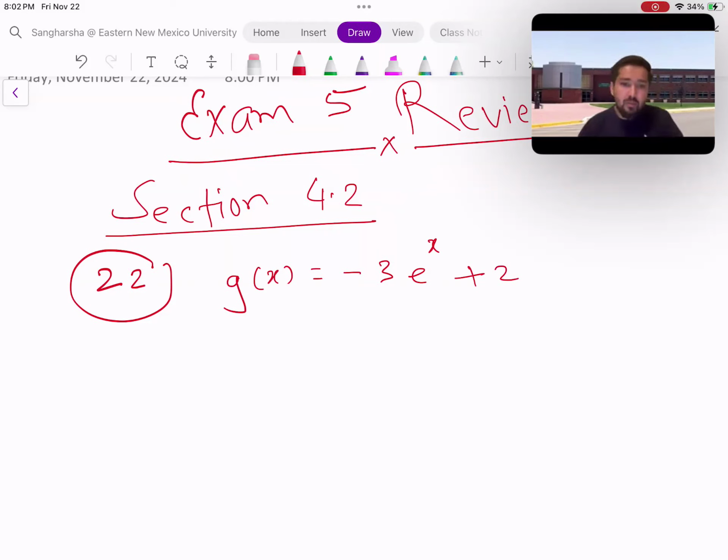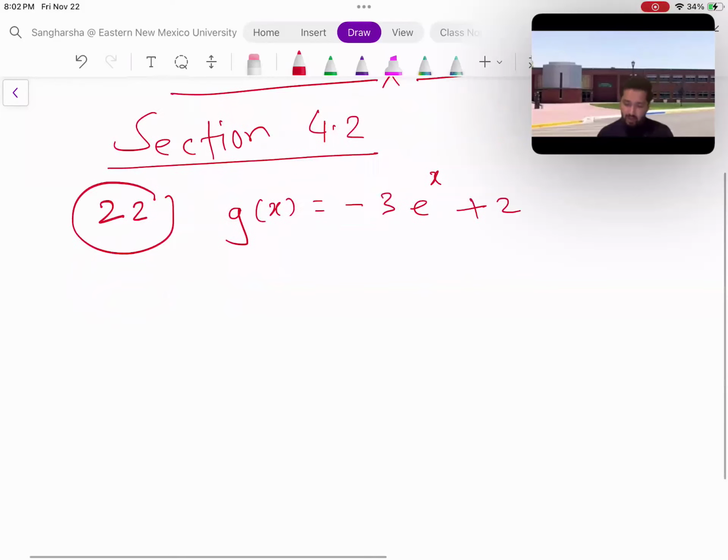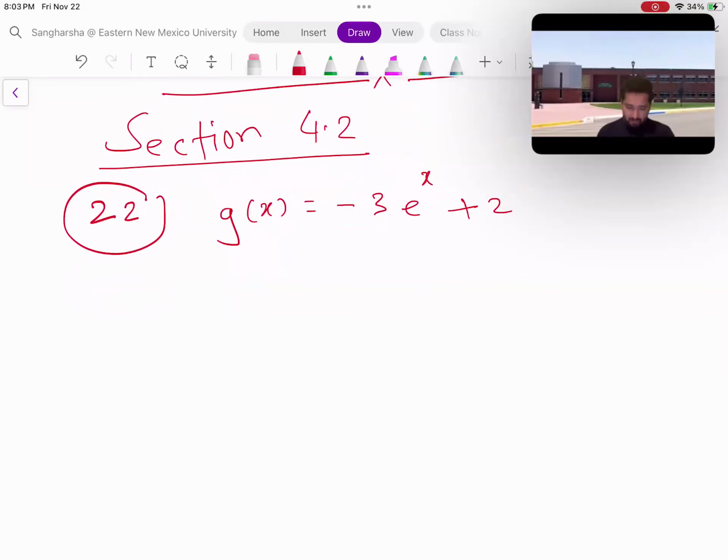We have to label the y-intercept and a few other points, giving their coordinates, determine the domain and range, and describe the behavior of the function as x goes to positive infinity and negative infinity. Okay, at first, what type of function is this? What do you think? Do we know the name for this function?